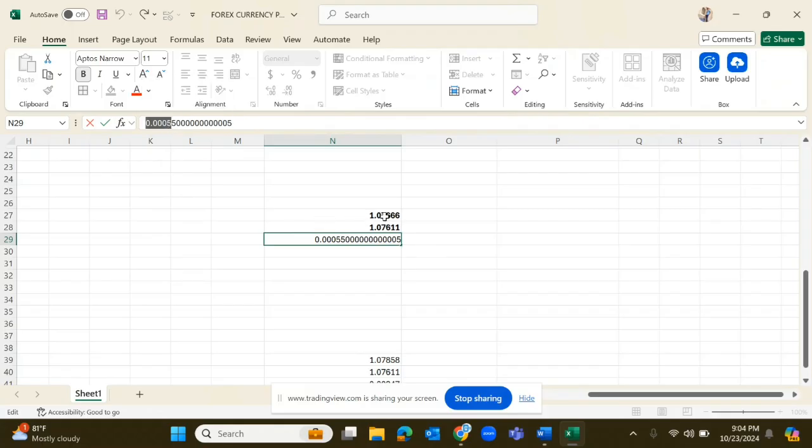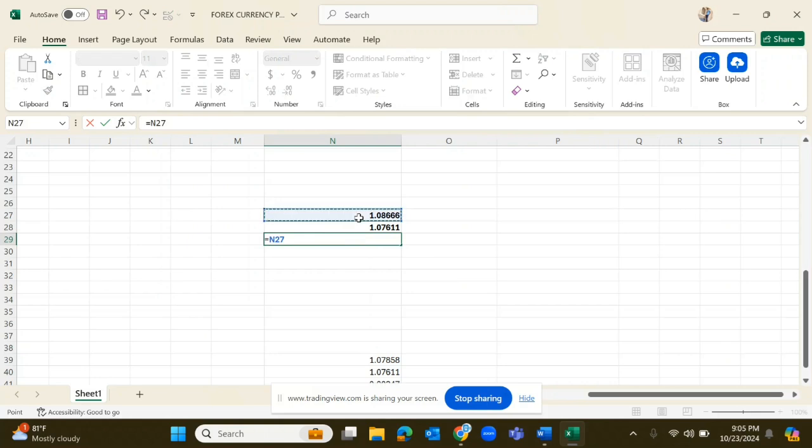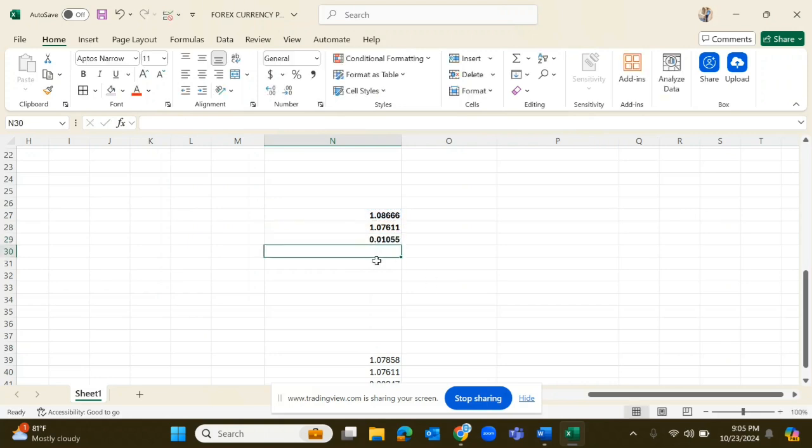Okay, now let's say this one was 1.8 something. Let me change it to 8 something now, and then we calculate it. Let's say it equals this minus this. So this is 0.01055. So this one is 105 pips because you are considering the fourth decimal point and before. So any number that appears before the fourth decimal point, that is what your pips is.